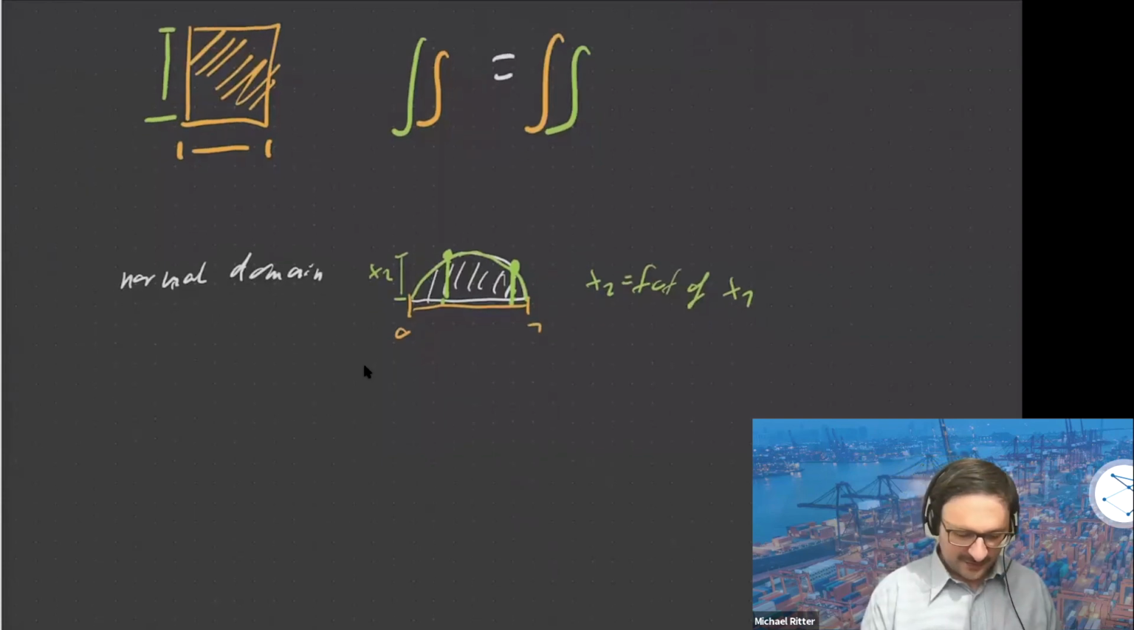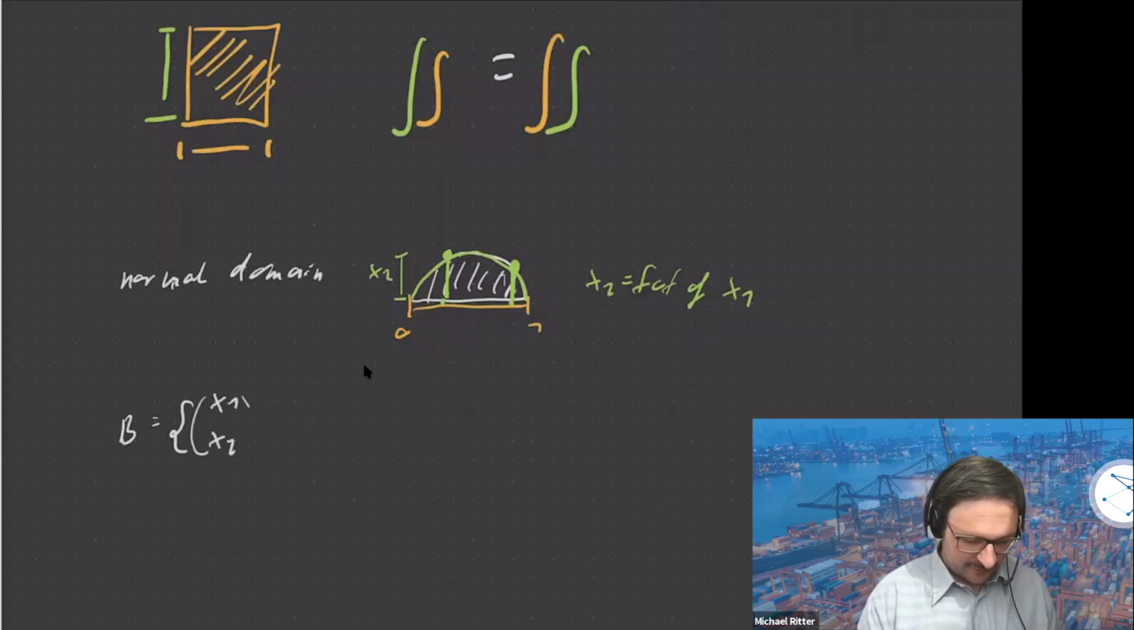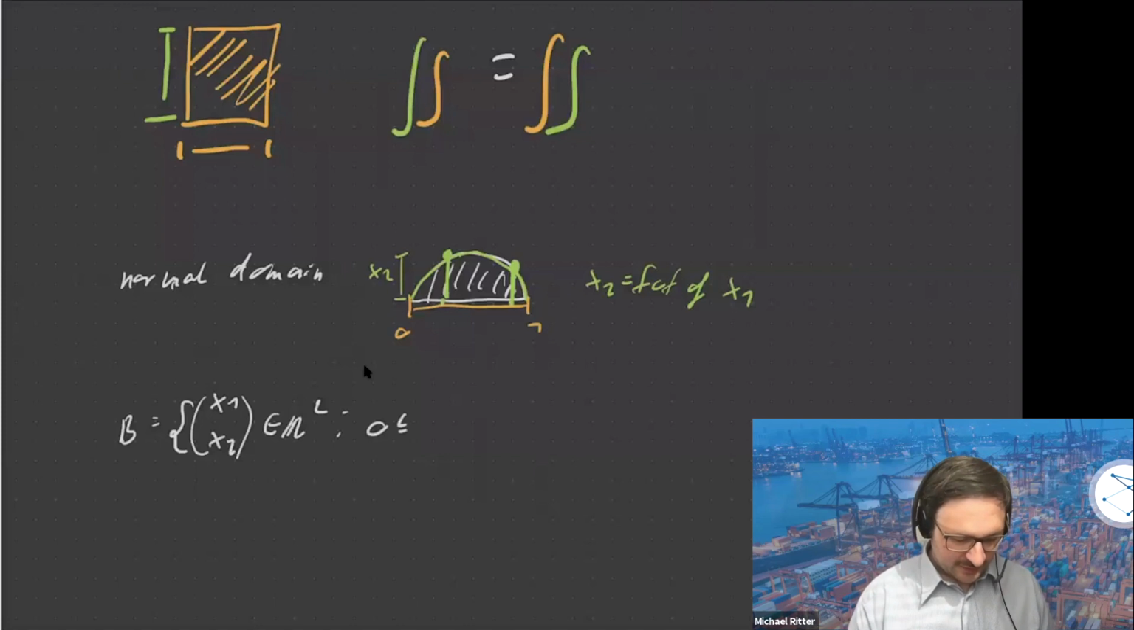And that means you can describe that as a series of inequalities. So here, for example, we have something like (x1, x2) in R2, where x1 is between 0 and 1. Let's write this in orange.